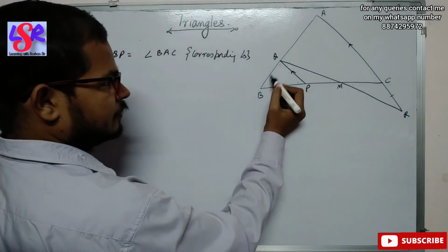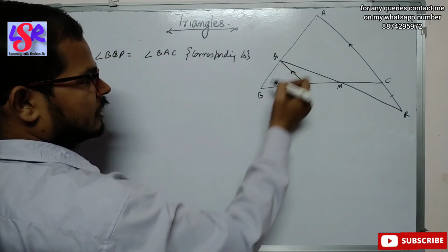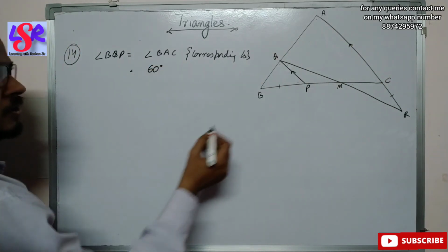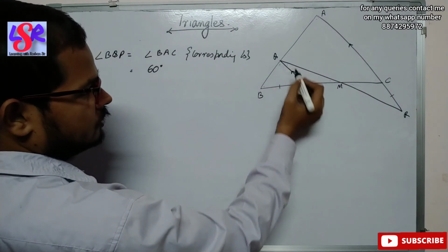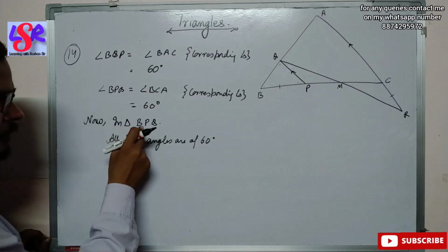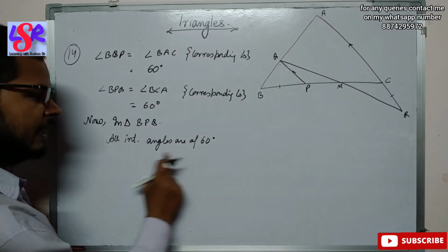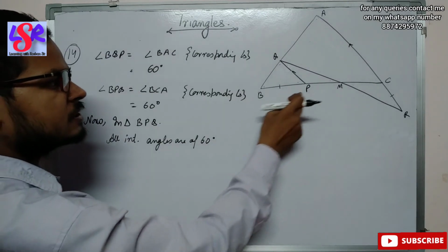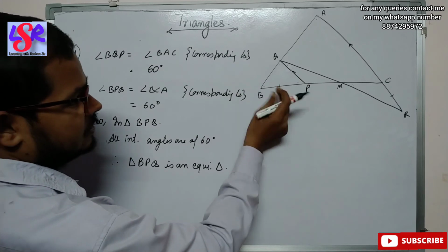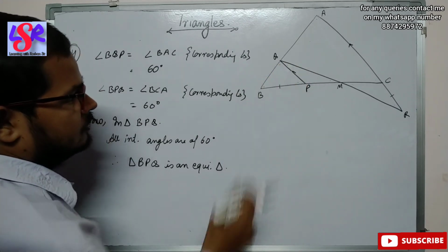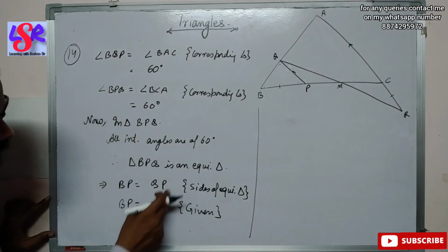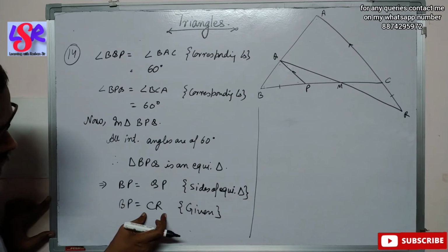Here we get angle BQP, this one equals to angle BAC, corresponding angles, and this will be equals to 60 degree. Now similarly, angle BPQ equals to angle BCA, that is also of 60 degree. Now in triangle BPQ, we are having all the angles of 60 degree. Therefore, this is an equilateral triangle. And as the triangle BPQ is an equilateral triangle, therefore BP will be equals to QP as the sides of an equilateral triangle. Now BP equals to CR is given to us. From these two equations, we can conclude that QP equals to CR.